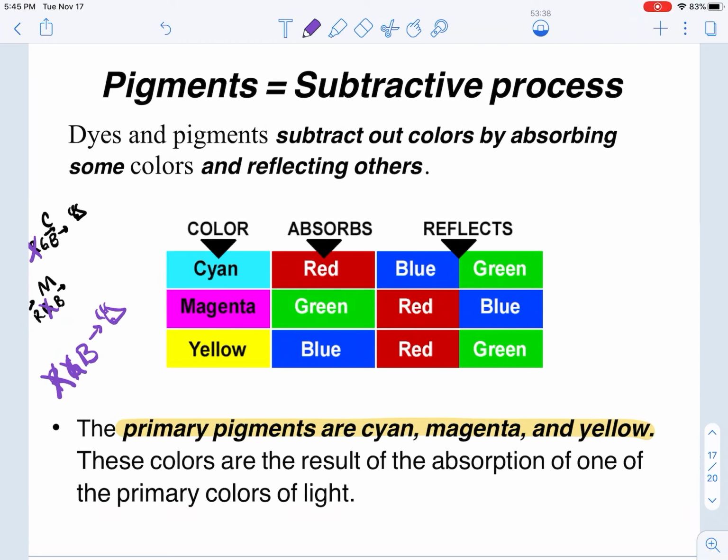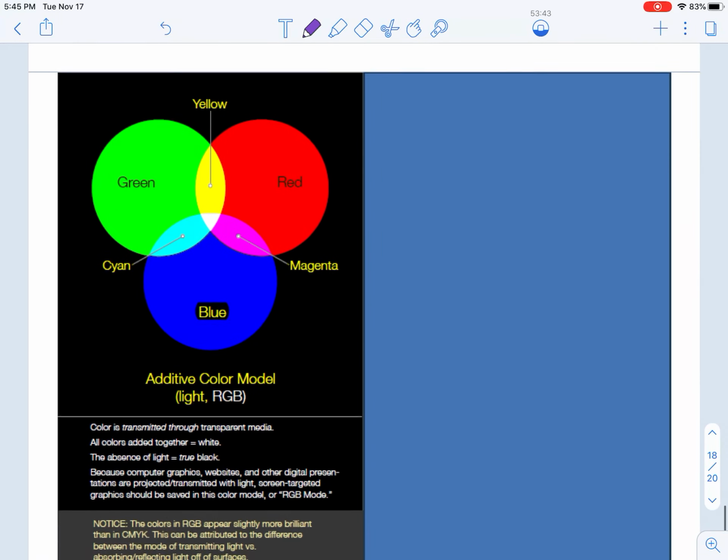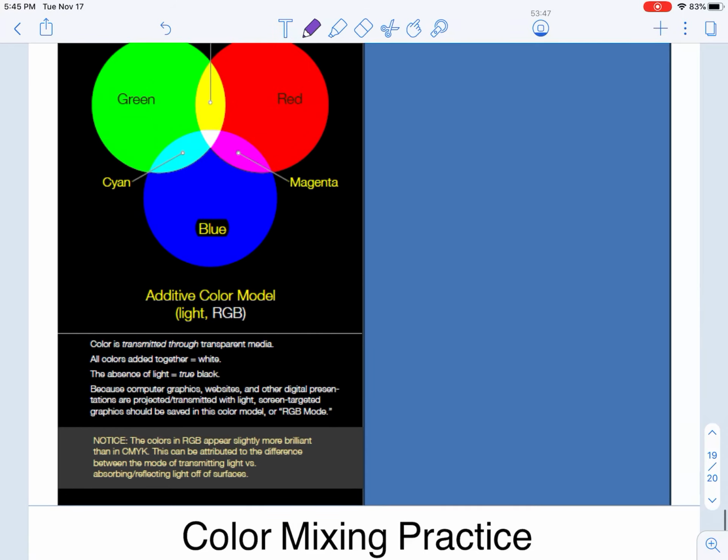Or we might ask you some questions about pigment, which is the subtractive process, because you can see we are eliminating colors, frequencies that we do not want to be visible by our eyes, okay?